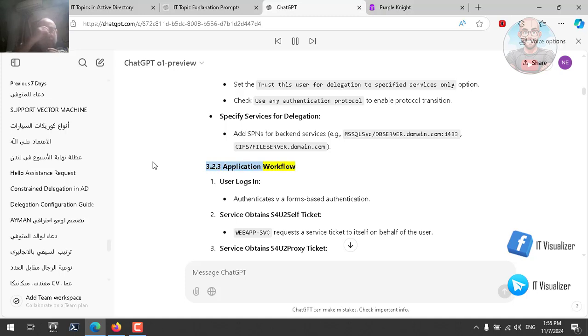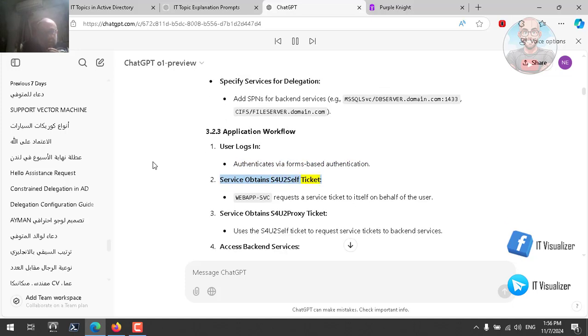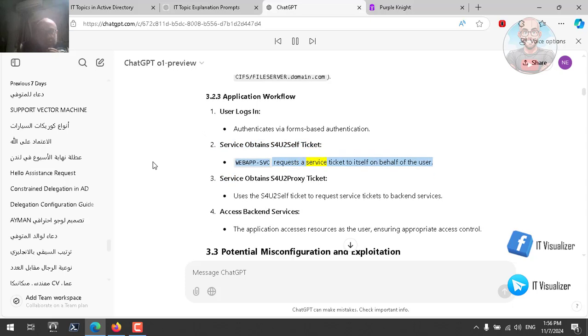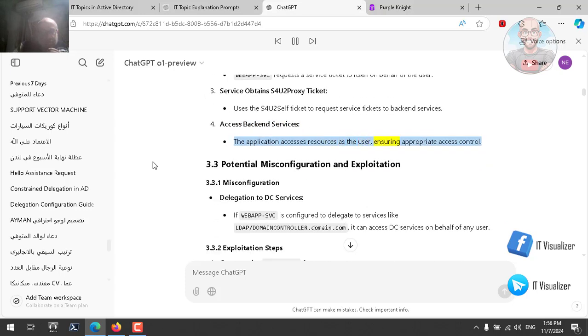3.2.3 Application Workflow. User logs in, authenticates via forms-based authentication. Service obtains S4U2Self ticket. WebAppSvc requests a service ticket to itself on behalf of the user. Service obtains S4U2Proxy ticket. Uses the S4U2Self ticket to request service tickets to backend services. Access backend services. The application accesses resources as the user, ensuring appropriate access control.